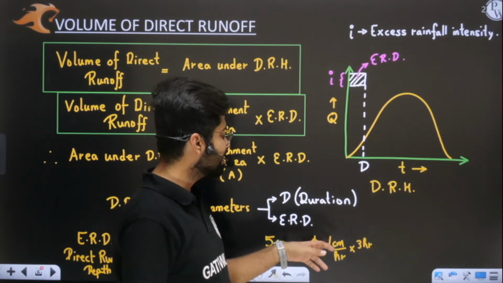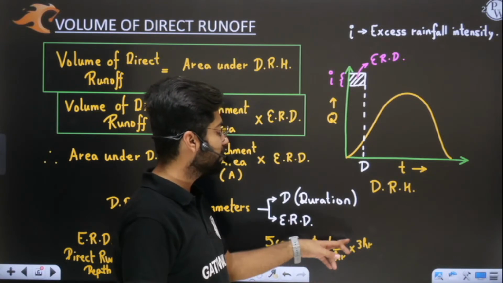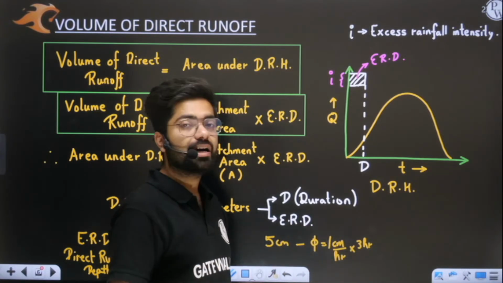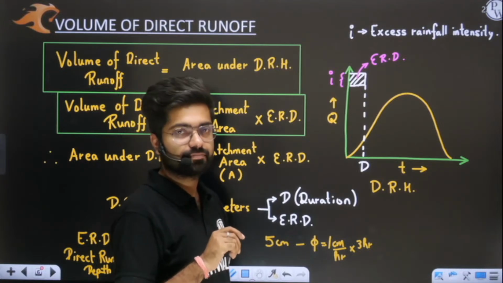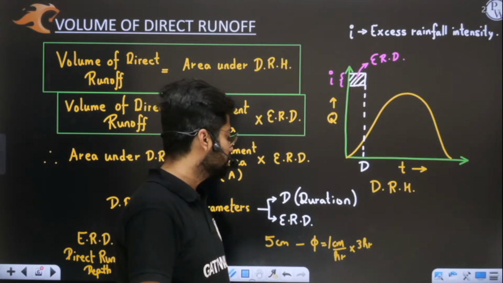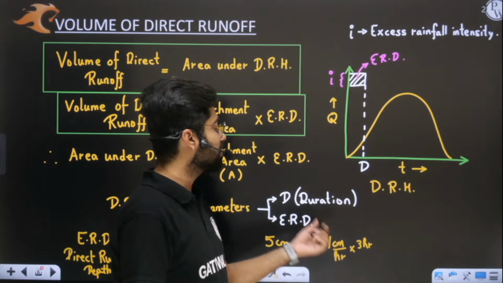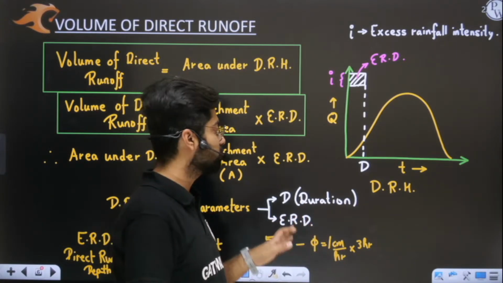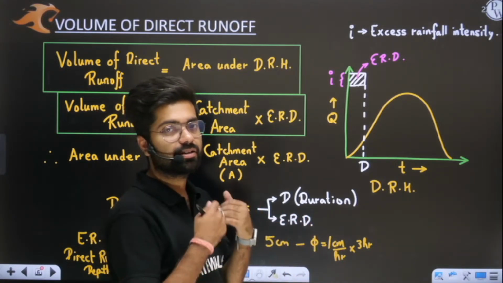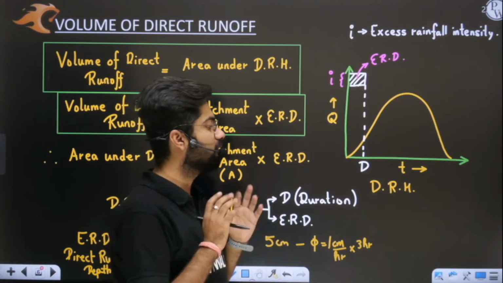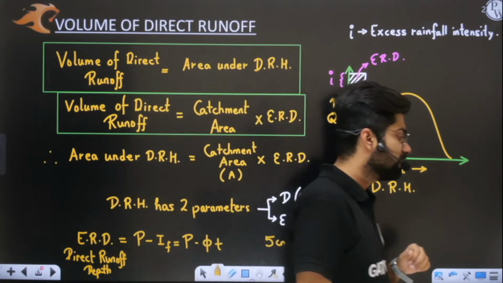So if 1 centimeter water is going into the ground, then in 3 hours, 3 centimeter water will be lost. So from total 5 centimeters, I will subtract 3 centimeters. So remaining will be 2 centimeter, which will be taking place in the form of runoff. Runoff will be only 2 centimeter.